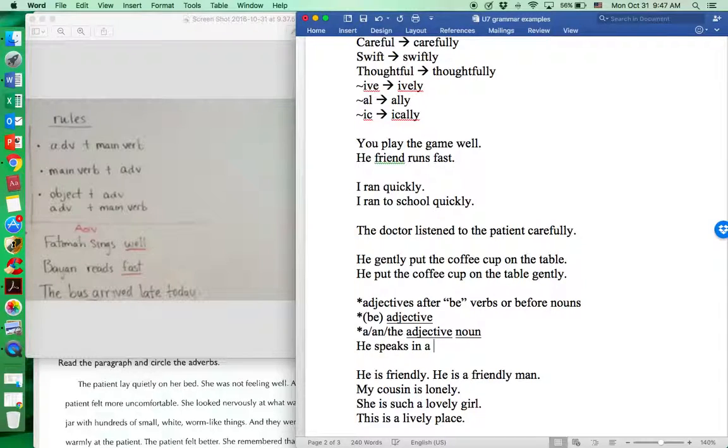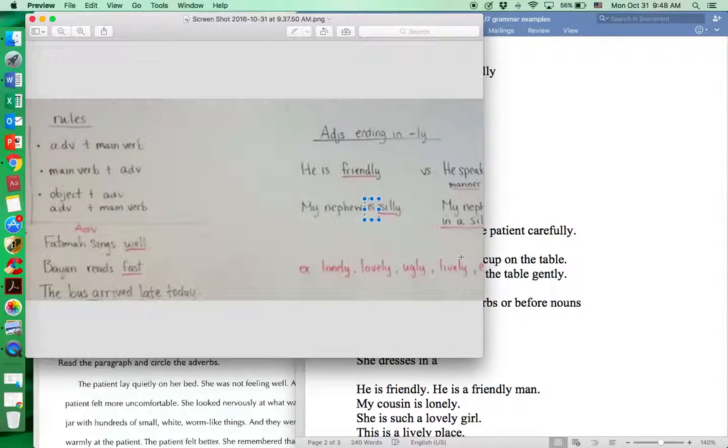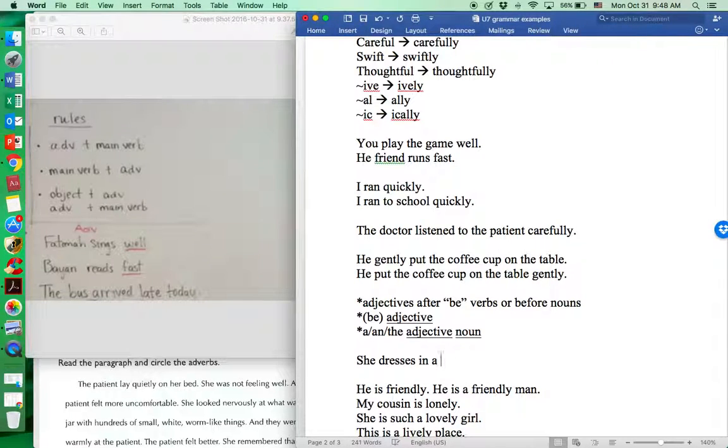he speaks in a lovely way, or in a silly way. Or she dresses in an ugly way. Ugly manner, we could say. Manner or way. This is the important thing to remember. If we want to describe the verb with one of these ly adjectives, then we need to say in a, or an adverb, manner or way.